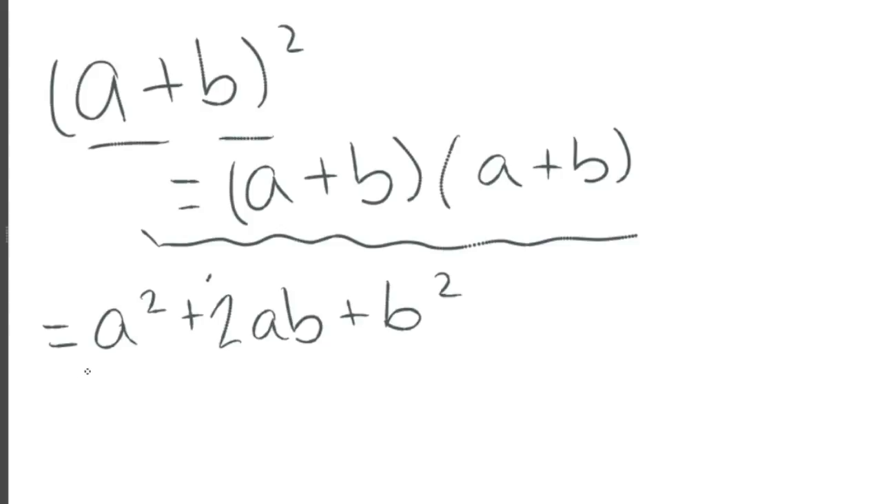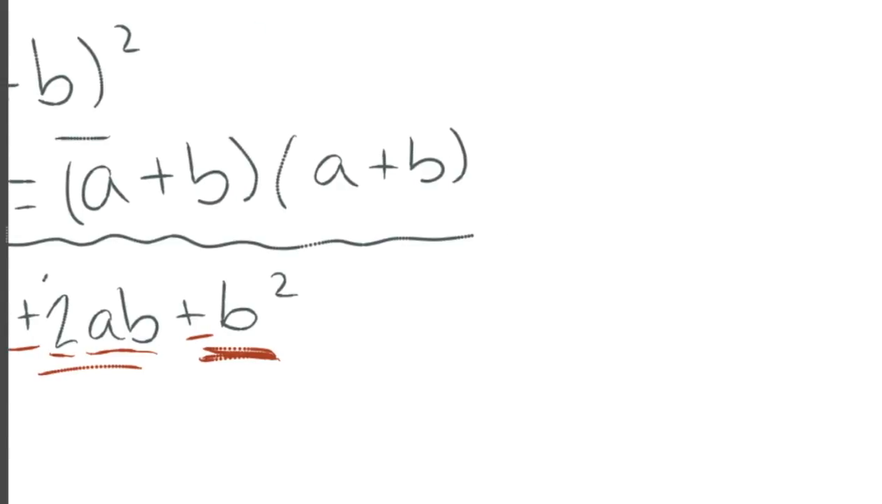And then this will turn out to be a squared plus 2ab plus b squared. So what this means is that the square of a plus b is the square of a, right here, plus twice the product of 2 times a and b, plus the square of b. So, a way to solve this, so you think square of a sum.